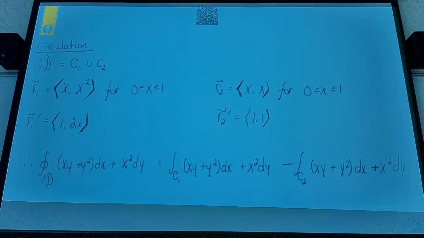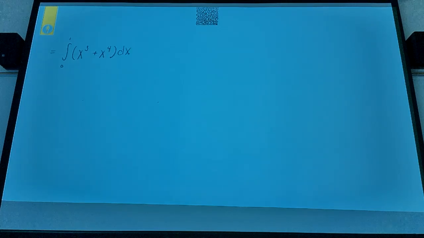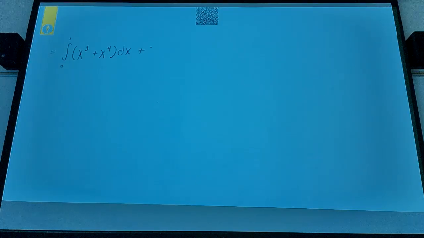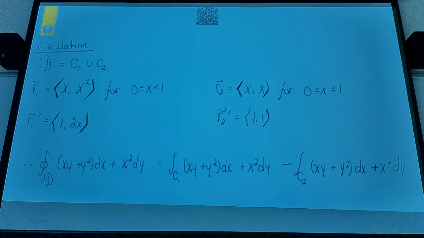x is x, y is x squared. I'm going to keep it in this form. x times x squared, then it was x squared squared times dx, which stays as dx, 1 times dx, plus x stays the same, x squared times dy, but dy is 2x dx. That would be the replacement.